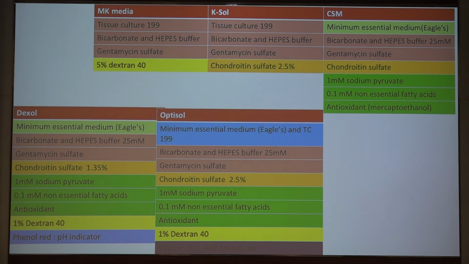which is what we know now, has the minimum essential medium, which is the Eagle's medium, the tissue culture medium 199, the buffer, the antibiotic, 2.5% chondroitin sulfate, and this was arrived at after trying different concentrations, 1.5, 2.5, 3 and 5% chondroitin sulfate, and 2.5% yielded the best tissues, meaning there was a balance between dehydration of the tissue and compactness versus the edema that develops as the tissue increases in its storage time. In addition, some vitamins were also added, and 1% dextran was also added to the Optisol medium.